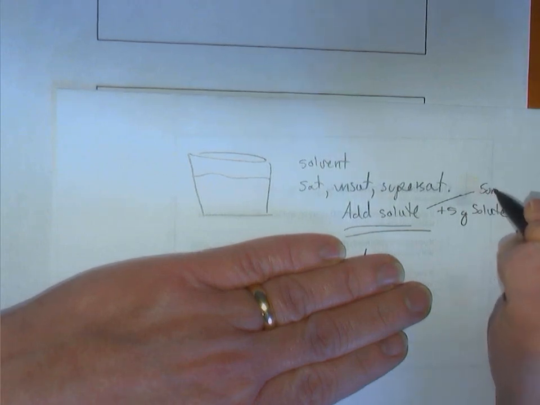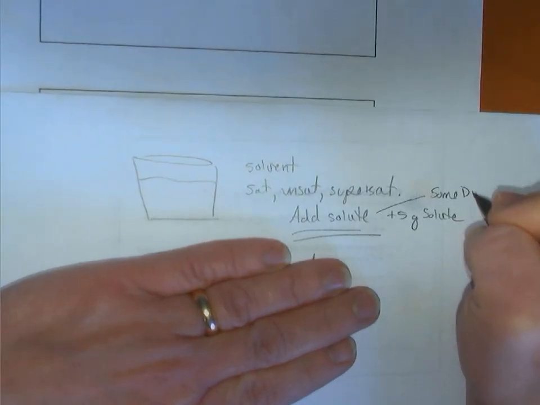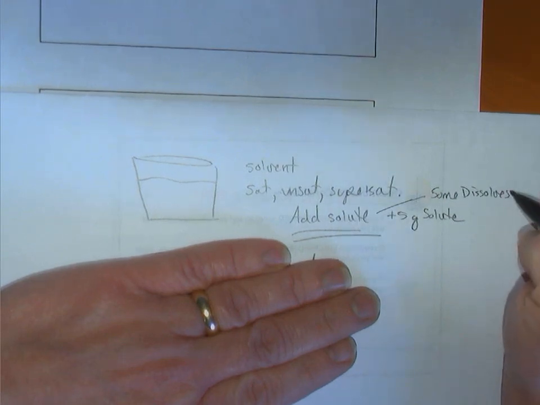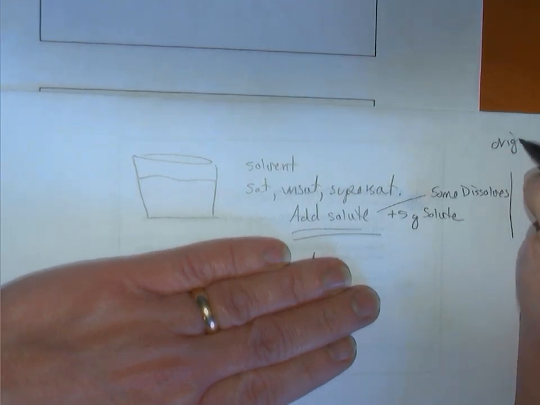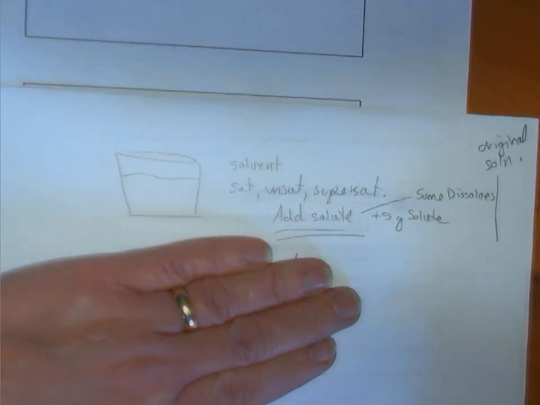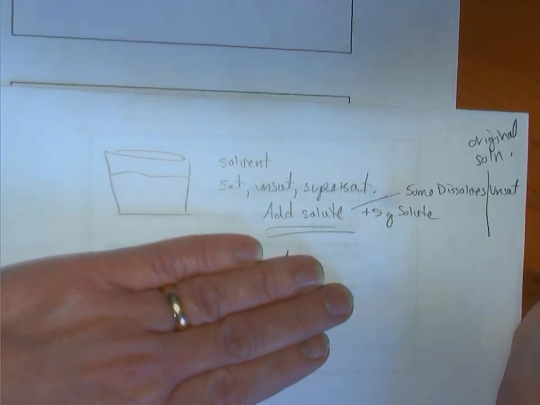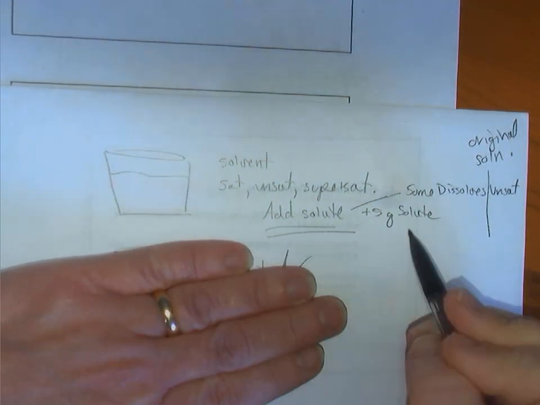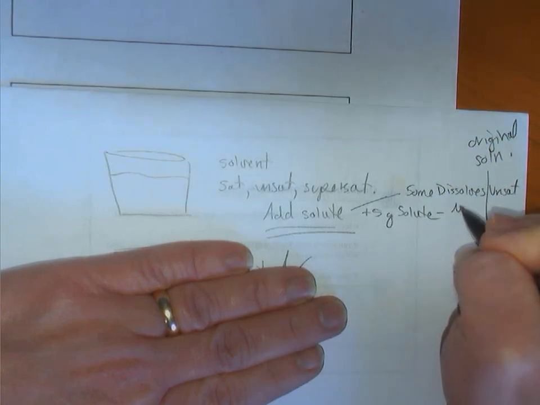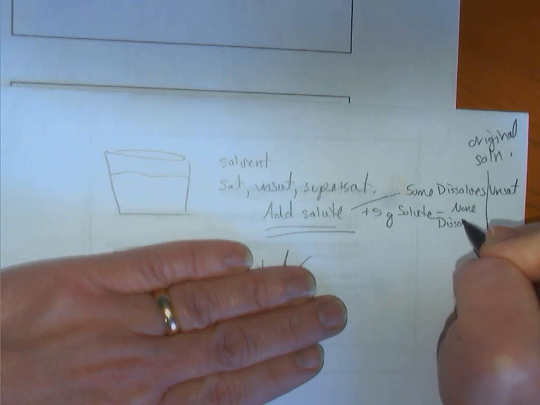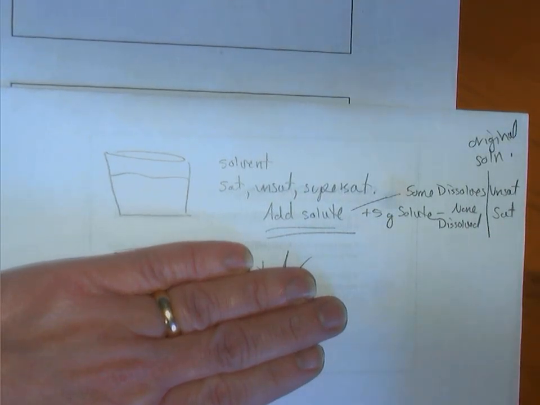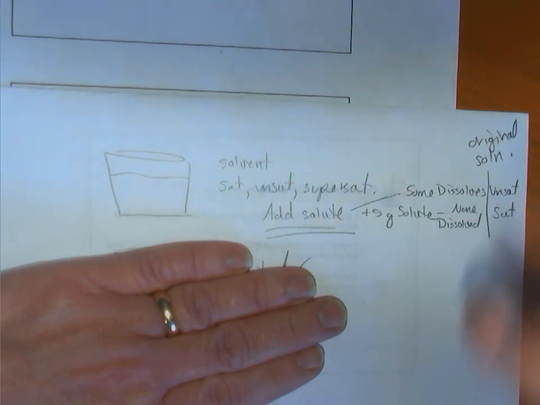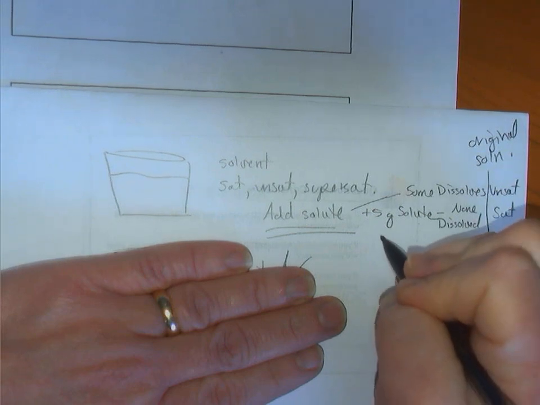So if you add, let's say, 5 grams of solute, what if all or some dissolves? If some dissolves, if we had some way of tracking it, that means the original solution that I handed to you was unsaturated. If, starting with the clear, you added 5 grams and none dissolved, somehow we could track it, then the original solution was saturated.